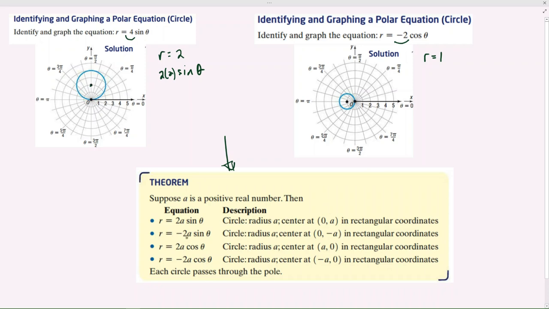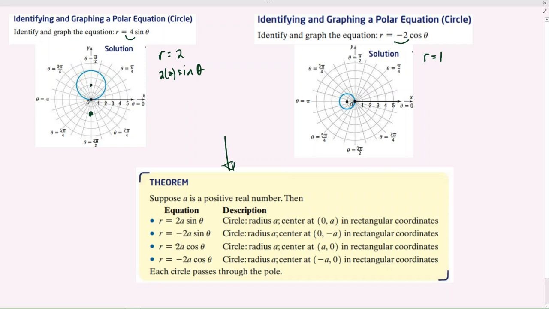And the only thing that's going to change if we put a negative in front of that 2 is it's still going to have a radius of a, but now it's going to be centered at 0, negative a. So that would have brought it down here instead. It's the center. And then for the cosine form, it's going to do the same thing to the right or the left of the pole.